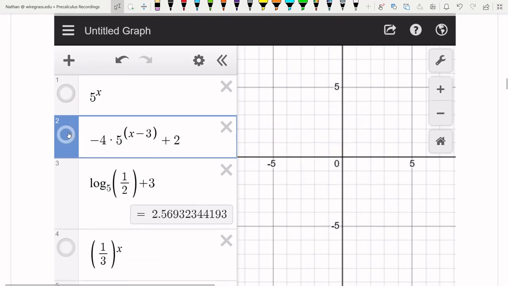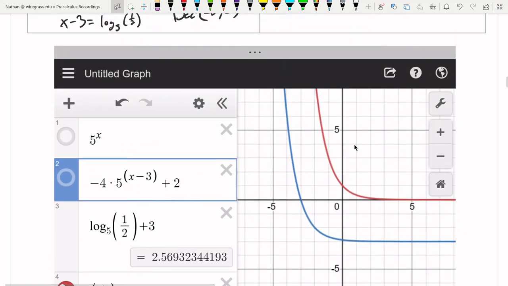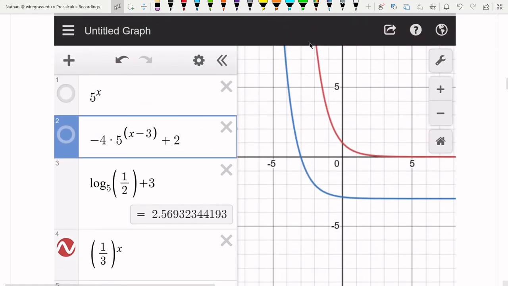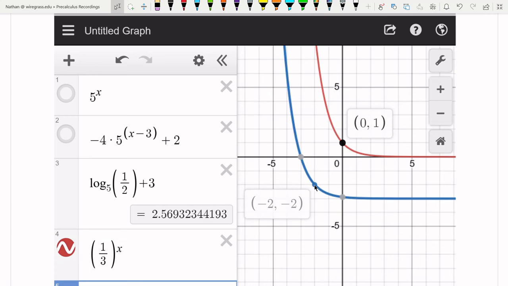Okay, the next function is 1/3 to the x, and the transformed version of that. You can see this is 1/3, and then it's been shifted. This point here has been shifted, let's see, left 2 units and down 1, 2, 3 to this point here, it looks like. Yep.